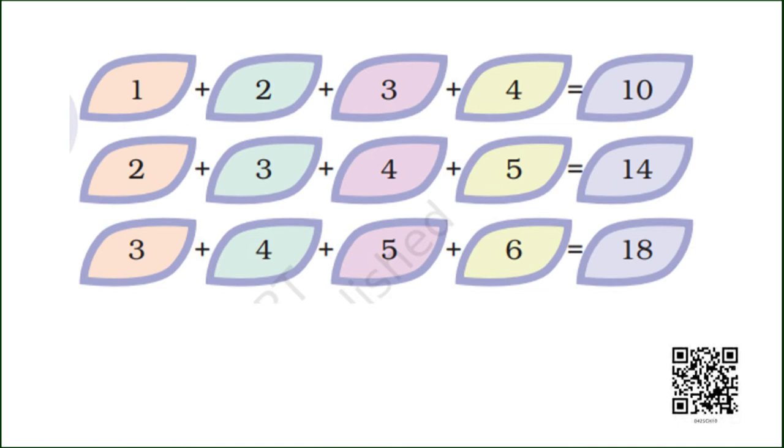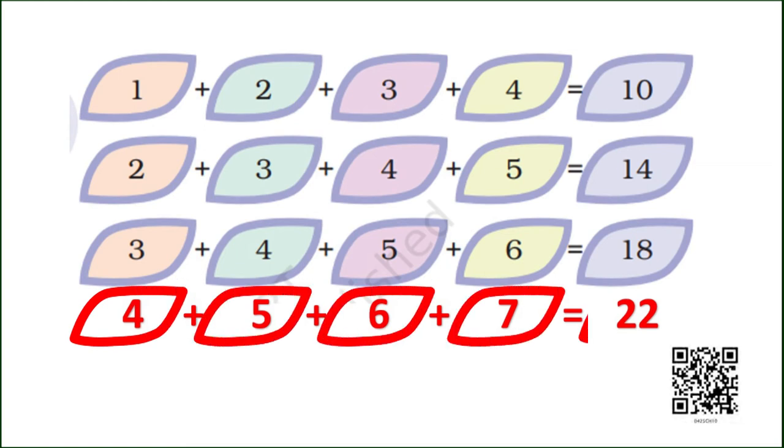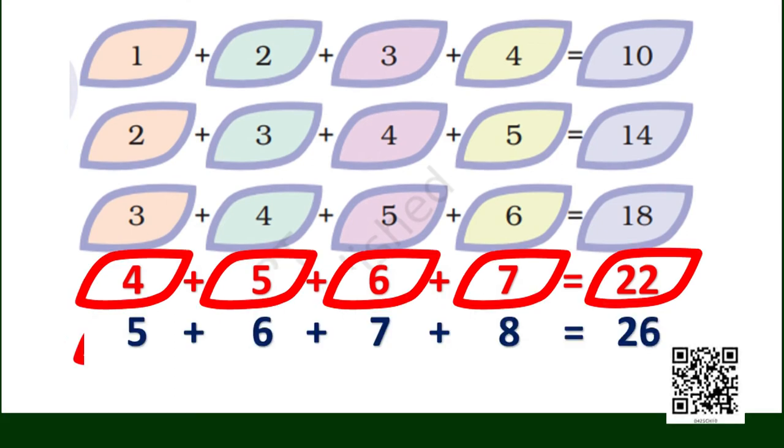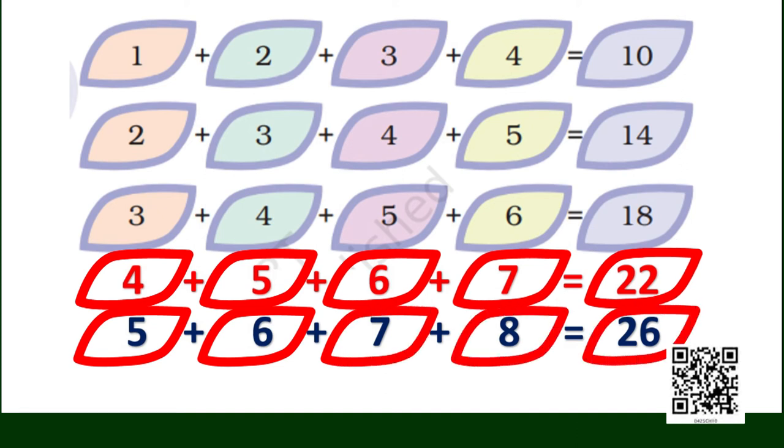Then what will be the next sum? Can you tell me without adding the numbers? Yes, it is 18 plus 4, which is 22. Let us check whether we will get 22 or not. Let us add. The sum will be 4 plus 5 plus 6 plus 7, which is exactly 22. See, we are getting the pattern, right? Now, can you guess and tell me what will be the next one? Very good. It is 5 plus 6 plus 7 plus 8, which will be 22 plus 4, which is 26.